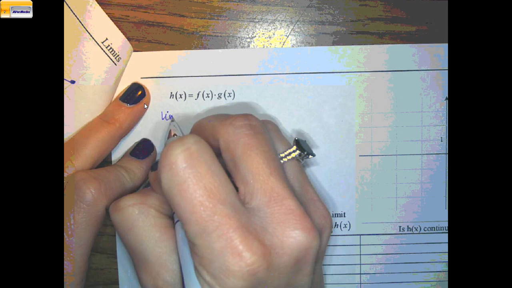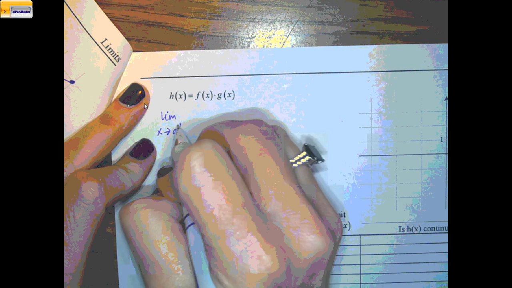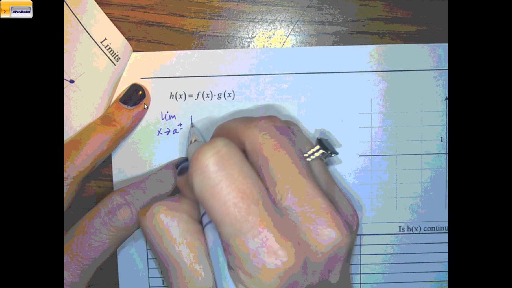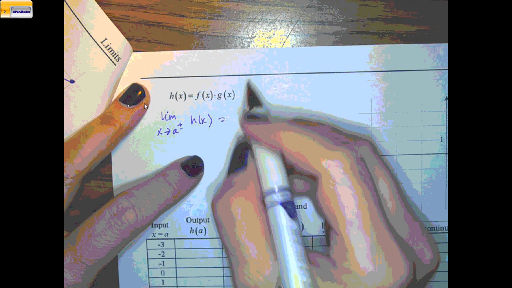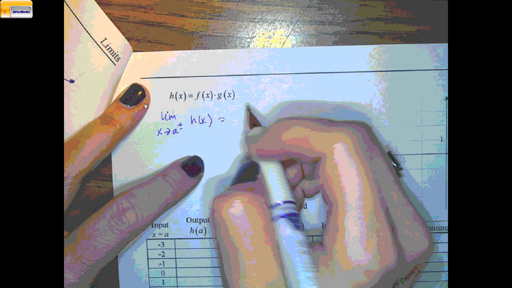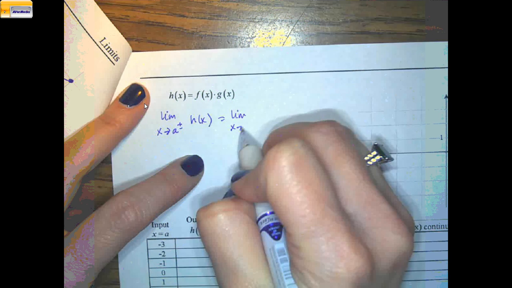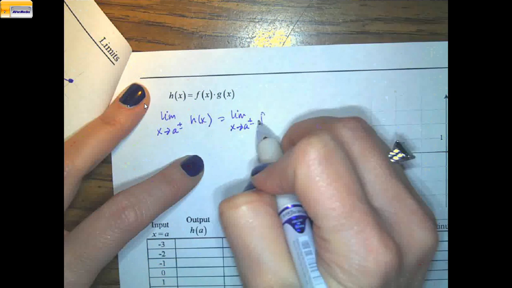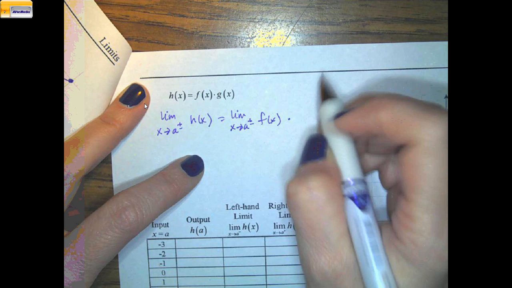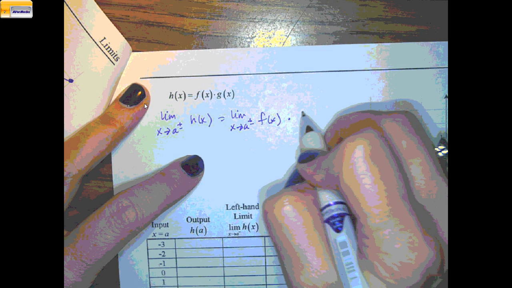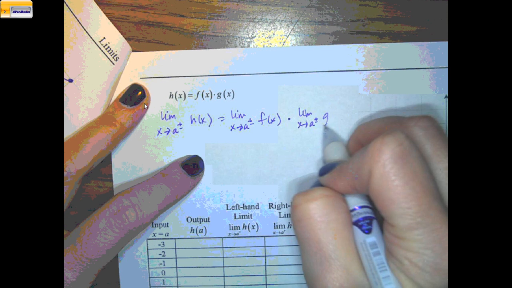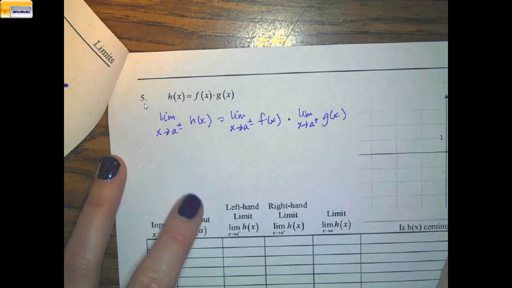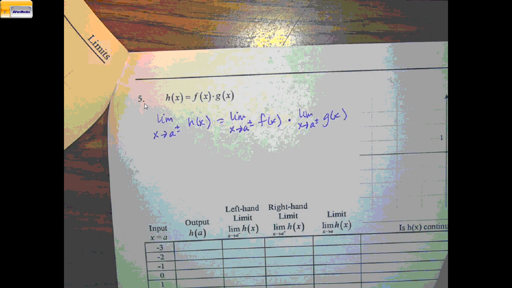So you can write down that the limit as x approaches a from either side for h of x, remember that's a question, is the same thing as finding the limit for f of x and multiplying it by the limit for g of x. Same kind of process, but you're multiplying this time instead of adding or subtracting.